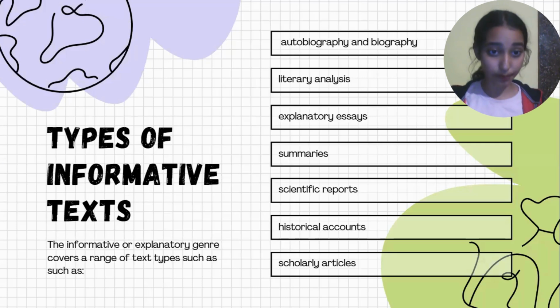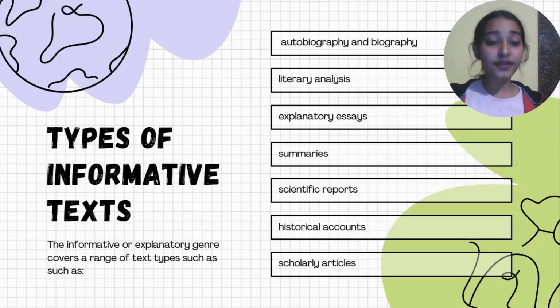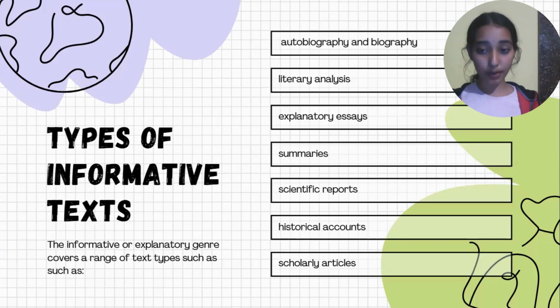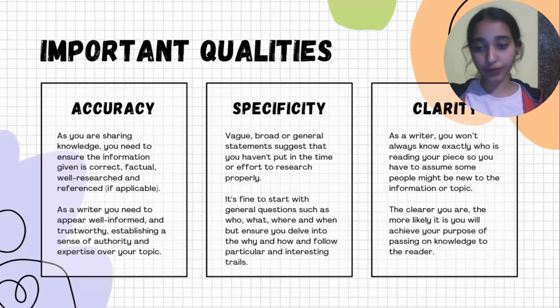So let's learn the types. This informatory or explanatory genre covers a range of text types such as autobiography and biography, literary analysis, explanatory essays, summaries, scientific reports, historical accounts, and scholarly articles. Because in schools we write a lot of essays, we get homeworks to do these articles, and these are also types of informative text. The important qualities.